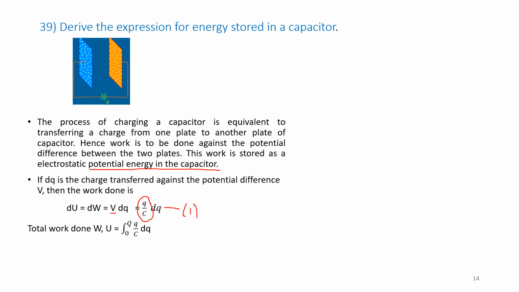If you integrate this, we will get the work done or the energy. Therefore, U is equal to 1 over C times the integral of Q dq, which is Q square by 2. We can write this in other forms, substituting the value Q is equal to CV. Therefore, U becomes CV square by 2. In another form, with Q equal to CV, U becomes QV by 2. There are three forms. Generally, half CV square is the equation used for the energy stored in a capacitor.